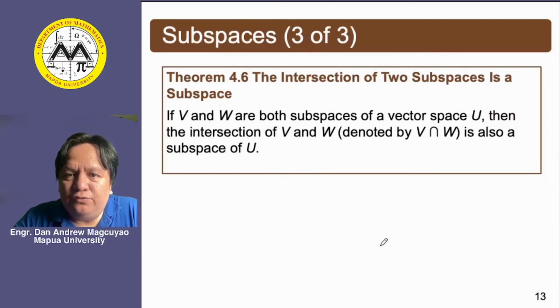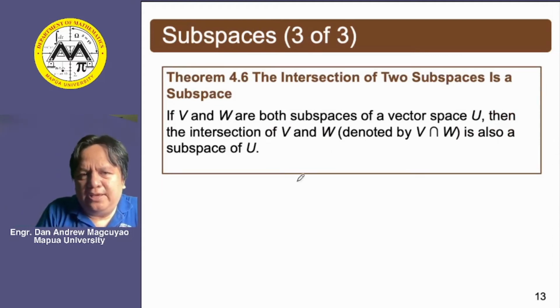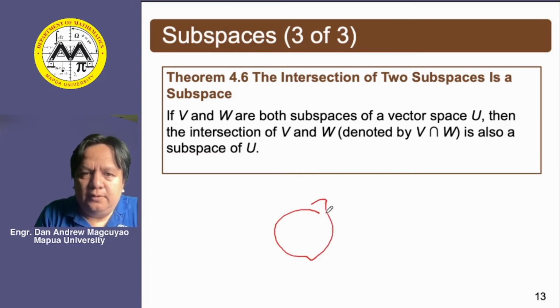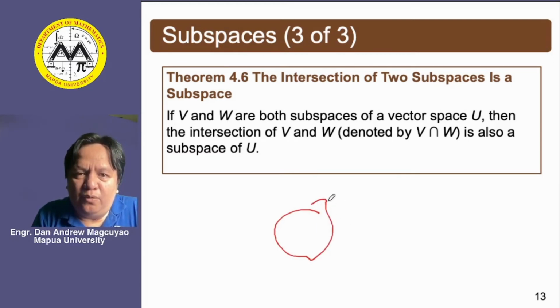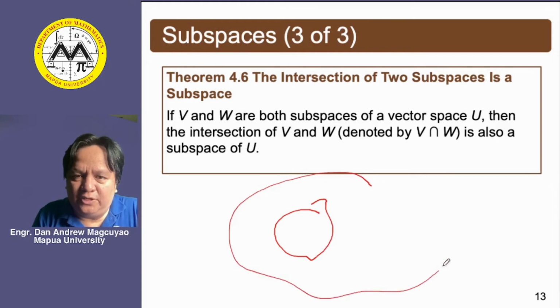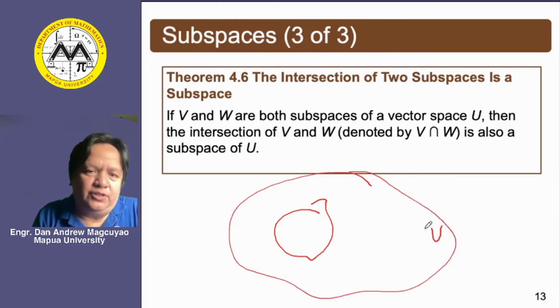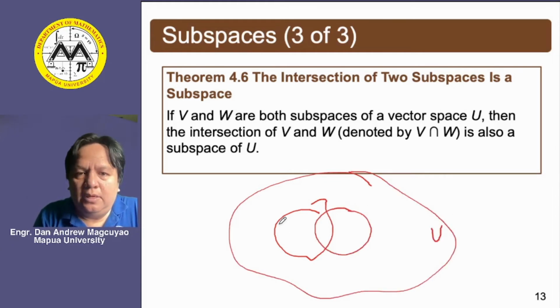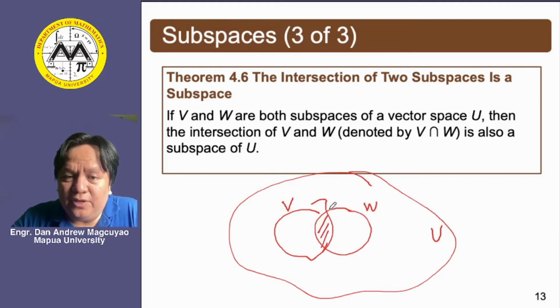The intersection of two subspaces is a subspace. So if V and W are both subspaces of the vector space U, the region of intersection is also a subspace of U.